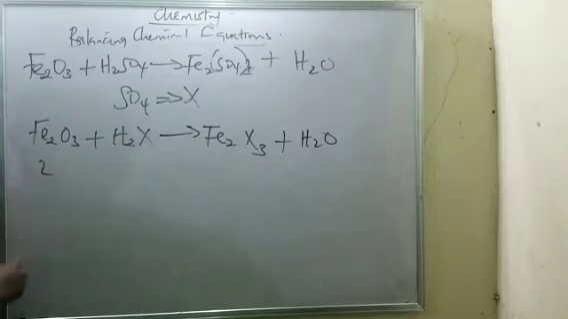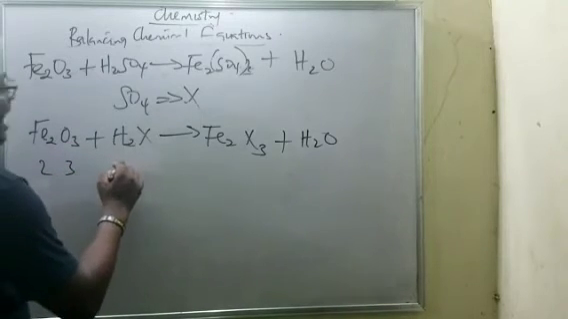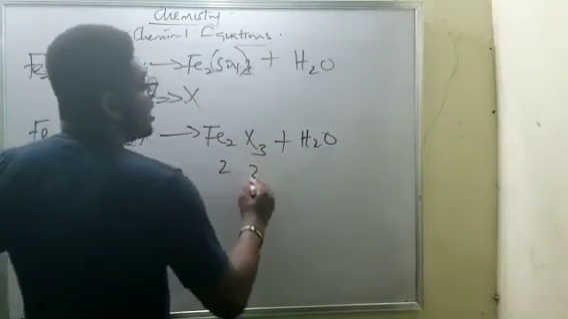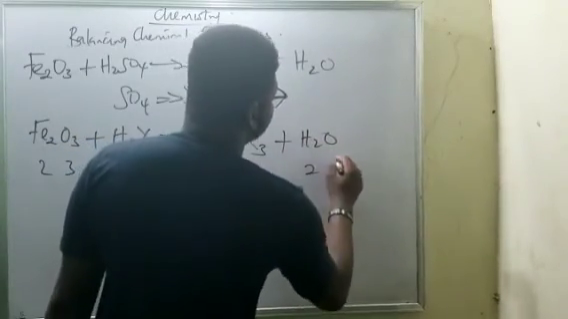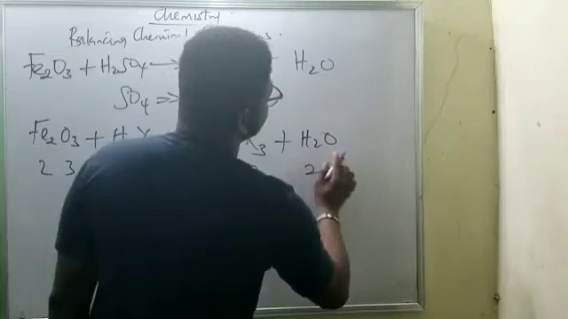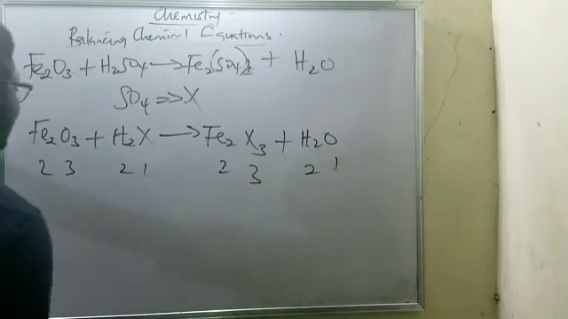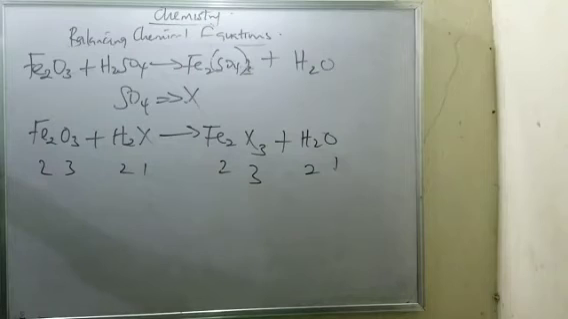Iron, we have 2, right? Oxygen, we have 3. Hydrogen, we have 2. Our X, we have 1. Iron, we have 2 here. We have 3X, we have 2 hydrogen, then 1 oxygen. Okay? So let's start with iron. Iron is 2 here, right? Iron is 2 here. Then iron is 2 here, which means iron looks balanced, right?